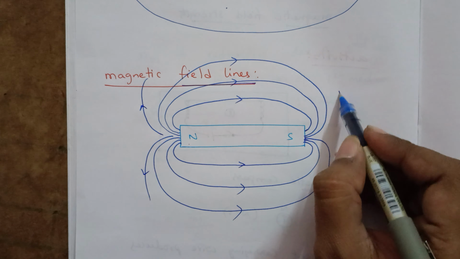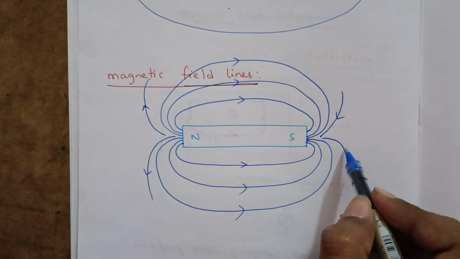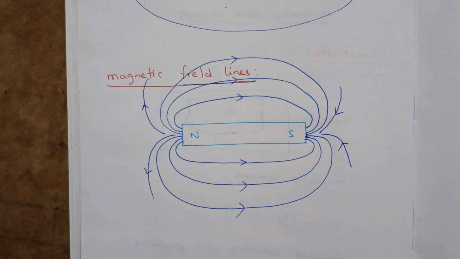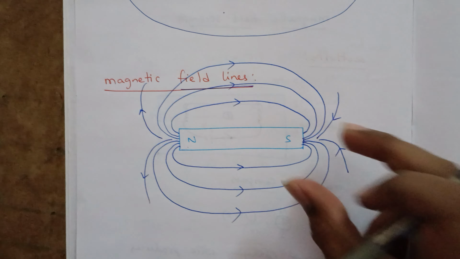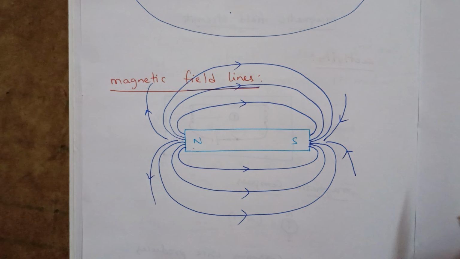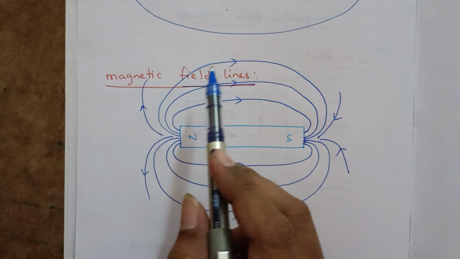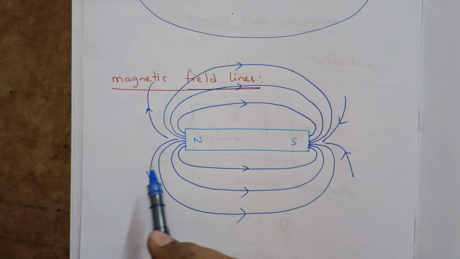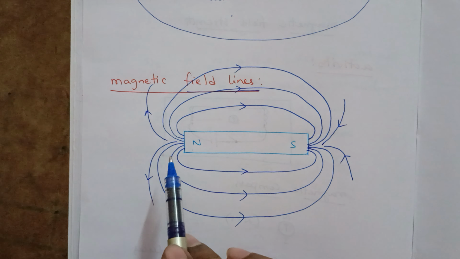Magnetic field lines never intersect. Actually, this one also should start from the South Pole, but there is no space. Now, these are magnetic field lines. Magnetic field lines travel from the North Pole to the South Pole. Here also, North Pole to the South Pole. Always they travel from the North Pole to the South Pole.